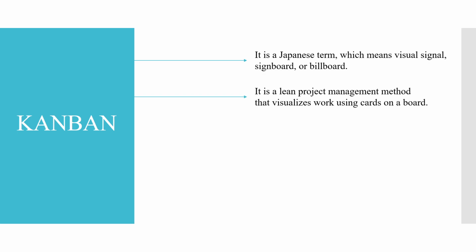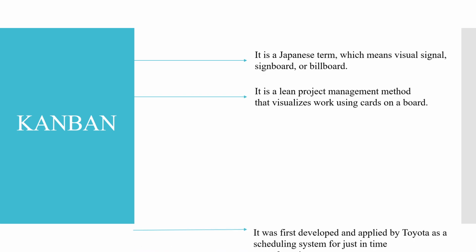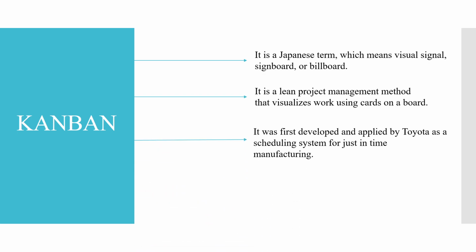It is also known as a lean project management method that visualizes work using cards on a board. So whatever signal I am talking about, the signals are in the form of cards or a board. It was also developed and applied by the Toyota organization. Its main objective is to maintain a proper inventory level, so there will not be a pile-up of inventory at the end of the process. So this is the basic meaning of Kanban.